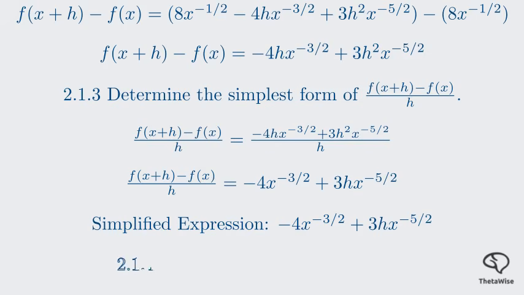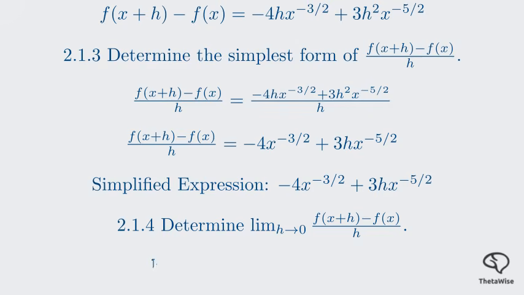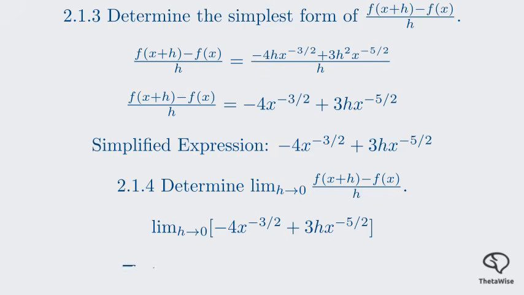Finally, part 2.1.4 asks us to find the limit of this expression as h approaches 0. This entire expression is, by definition, the first derivative of f of x. In our simplified expression from part 2.1.3, we can now substitute h equals 0. The second term, 3hx to the negative 5 halves, becomes 0 because it's multiplied by h. This leaves us with just the first term, negative 4x to the negative 3 halves.